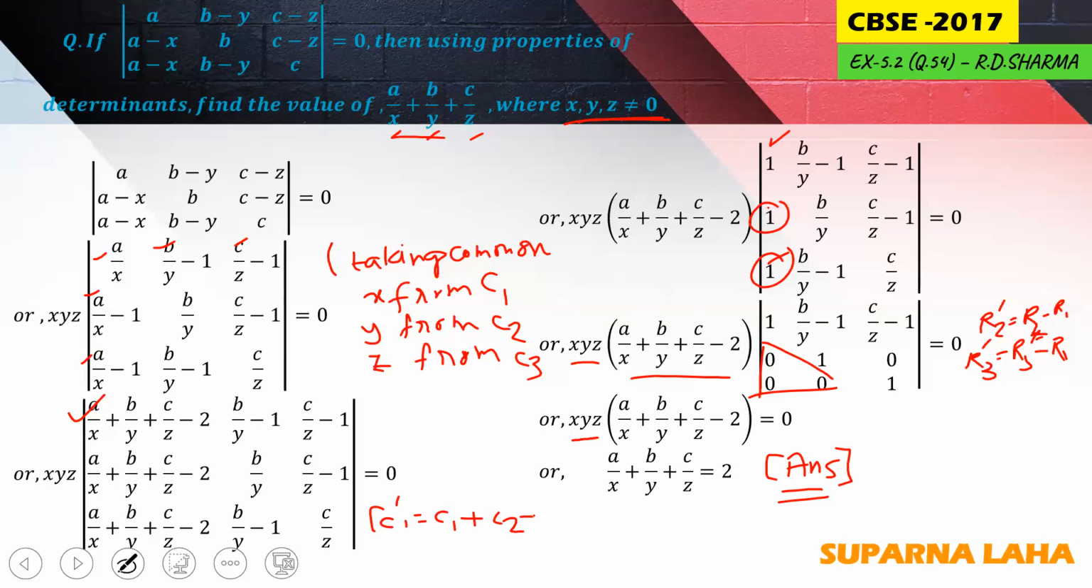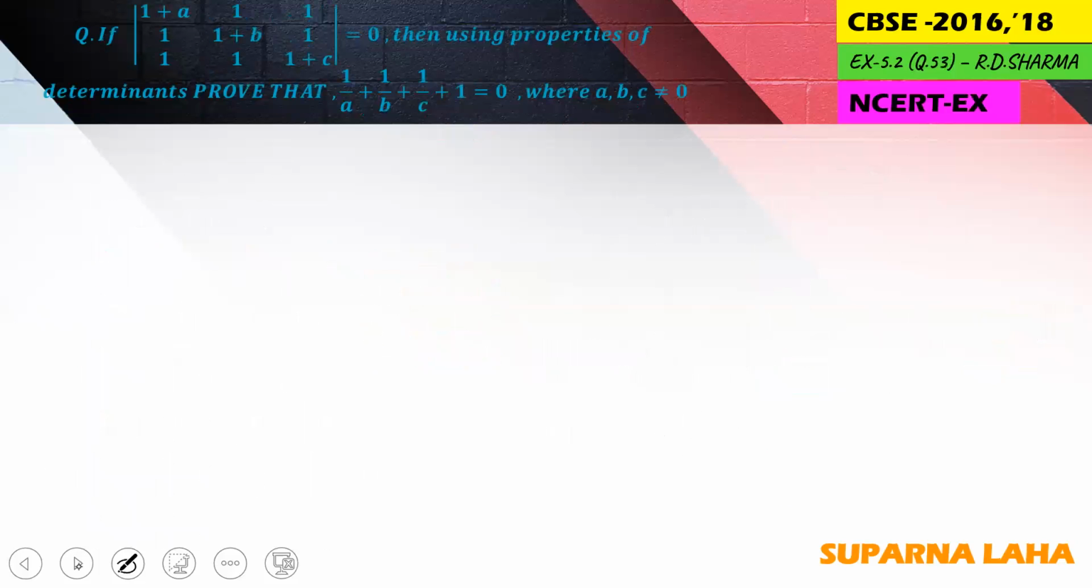Right? So go through this full solution and just write down the solution. So moving to the next problem, a determinant equation is given. Now you need to prove that 1/a + 1/b + 1/c + 1 is equal to 0. So firstly, this is given: 1 plus a, 1, 1, this first row.